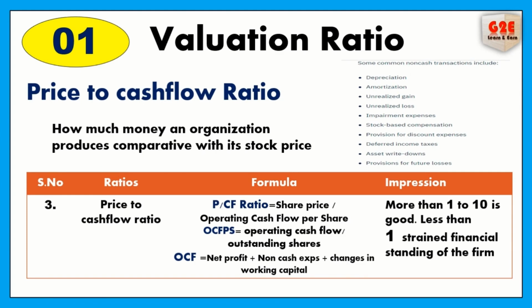Now you will ask, what decision do I need to take? If the price to cash flow ratio is in the range between 1 and 10, in a sense, it is good. The company will have positive cash flow, and they will run properly with the help of operating as well as financing cash flow, everything else. If it is less than 1, we can think that it is a strained financial standing of the firm. Strained, in a sense, what?